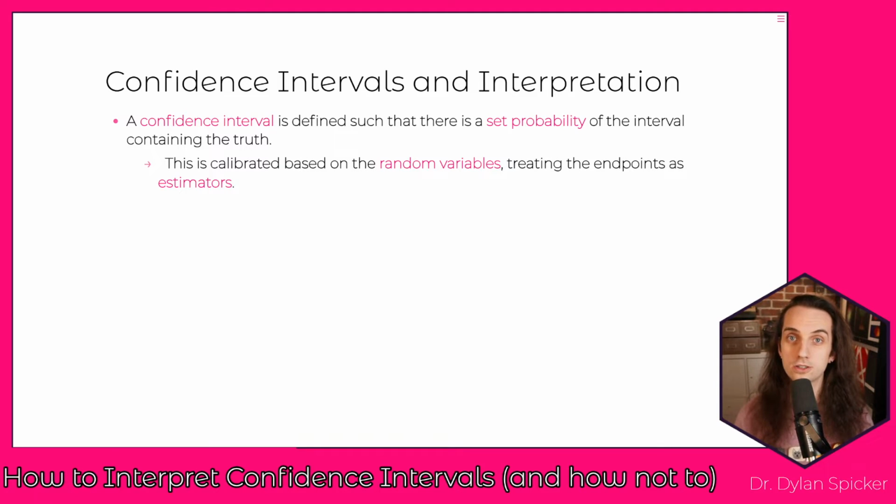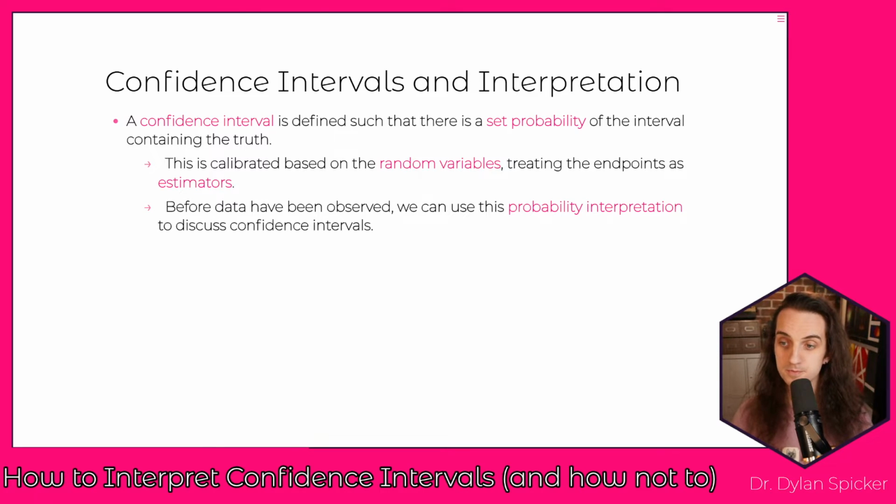And so it's no longer correct to make probability statements, or at least to make the types of probability statements that we might want to make about confidence intervals for these specific values themselves. So before the data have been observed, we can use this probability interpretation to discuss them, right? So you can say that by using the confidence interval procedure for the mean, there's a 95% chance that my 95% confidence interval is going to contain the true mean. But once you have a specific interval, you can't use that probability-based interpretation anymore.